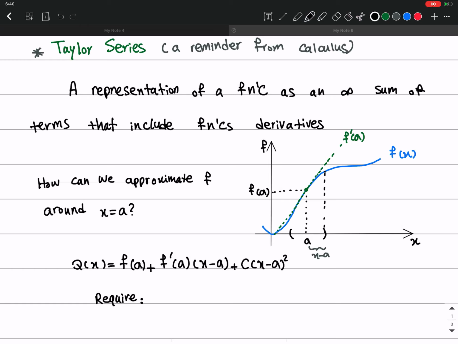We require, first, Q(a), if this is the approximation for f, right? So this is the approximation for f around x equals a. So first we want and require Q(a) should equal f(a), right? So this is the first requirement. We want the approximation to be exact at point a.